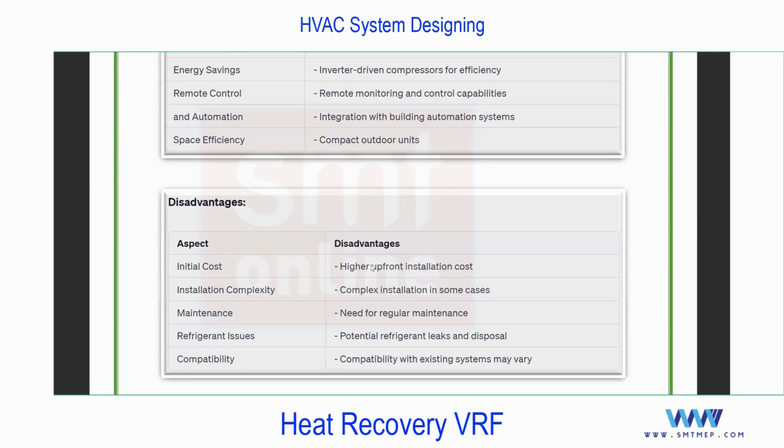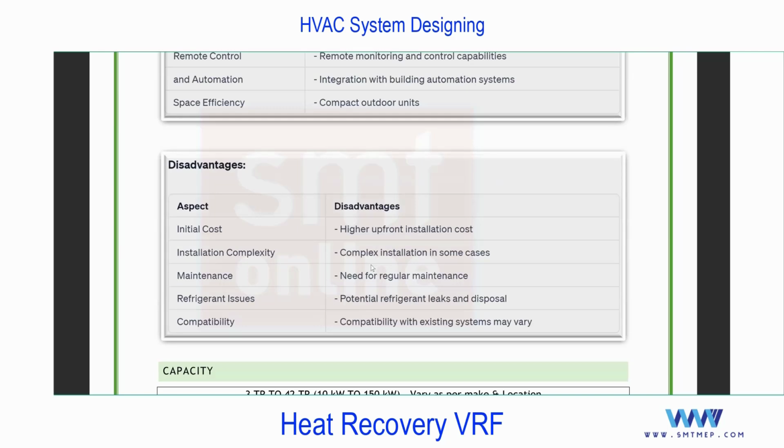But we have some disadvantages also. The cost is high because this comes under the advanced system. Even if you talk about only cooling compared with the normal split, this is the advanced type, so the initial cost is going to be high. You can compare this as at least 4 to 5 times more expensive compared with the split system in general. Not the ductable split, this is compared with the split in general.